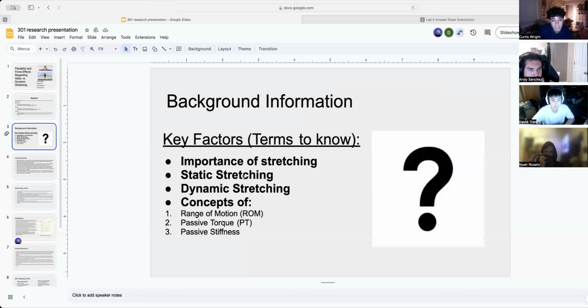A little bit of background information just to understand the experiment better. The importance of stretching. Static stretching is when you stretch and you're not really moving body parts. It's almost in a fixed position. Dynamic stretching is using motion as stretching. Range of motion is basically the amount of degrees a joint could move. Passive torque was the resistance to motion in the opposite direction of the joint. And passive stiffness is resistance of the muscle to change its shape.